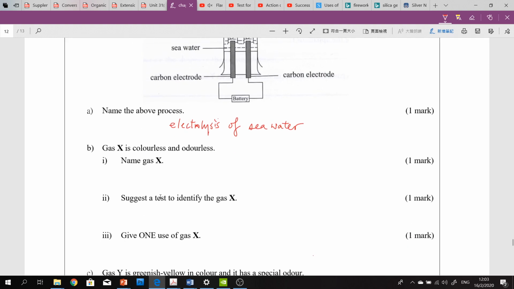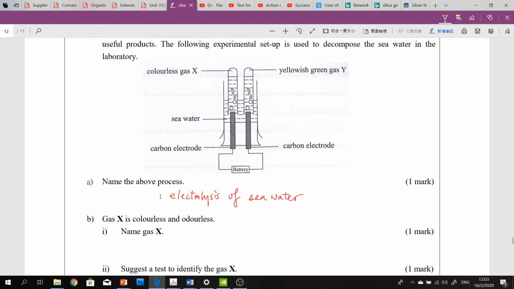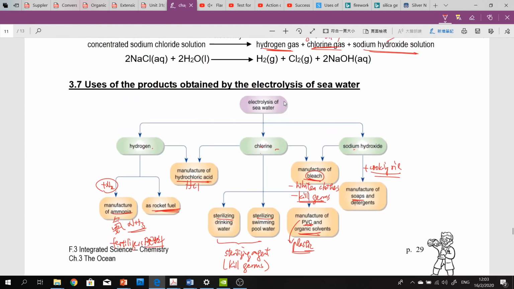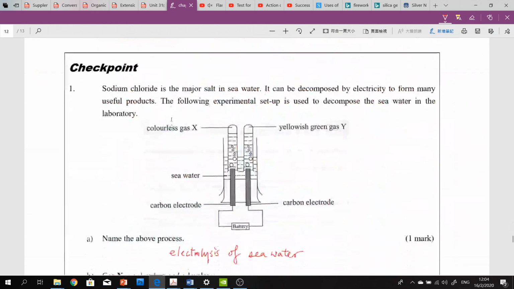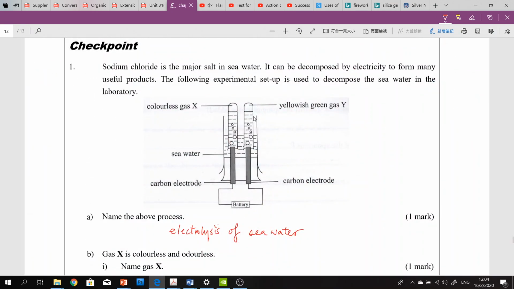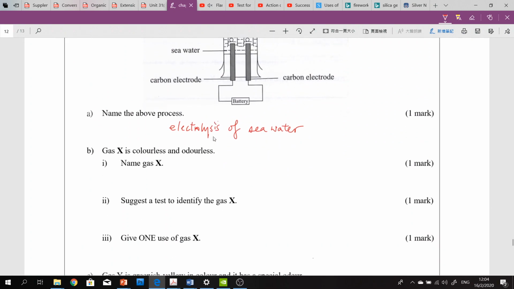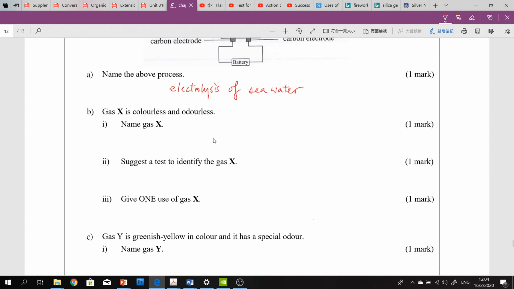B. Gas X is colorless and odorless. You may find that this diagram is just flipped 180 degrees. Can you see that? This one is greenish yellow and this one is colorless, while for this one, quite the opposite, right? So you must be careful. Name gas X. What is that? Gas X is hydrogen gas.